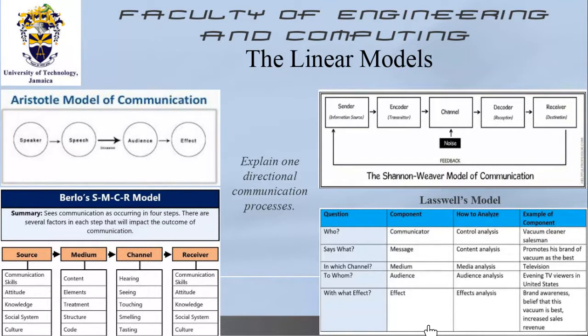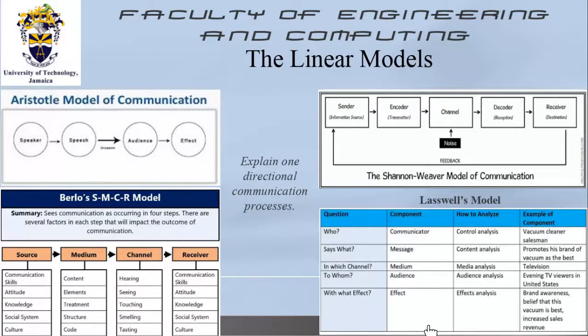And for each of the four, there are factors that will impact the outcome of the communication. So the four steps will reference a source, a medium through which the communication takes place, a channel through which it is received, and of course you have the receiver. Now, the source is the genesis and requires some amount of communication skills, right? They need attitude, knowledge, culture, and a social system. All of these are going to be elements that will impact the outcome of that which is delivered.